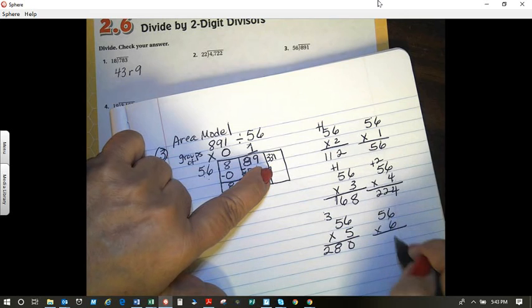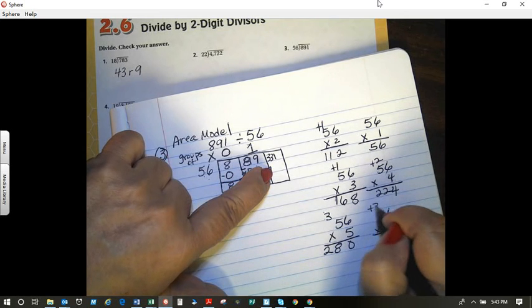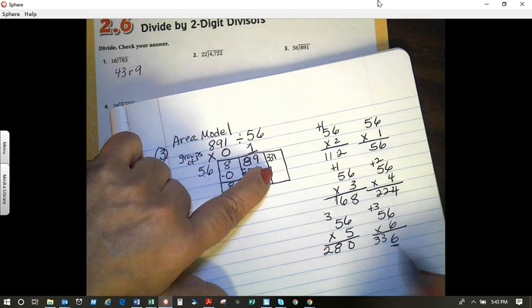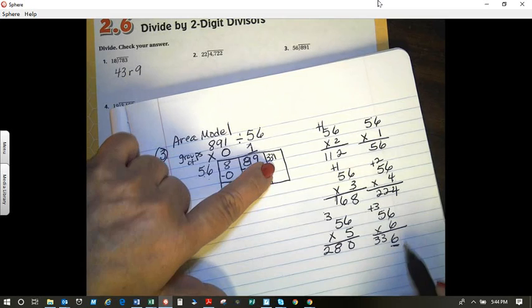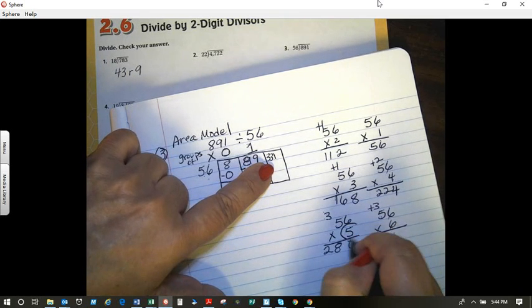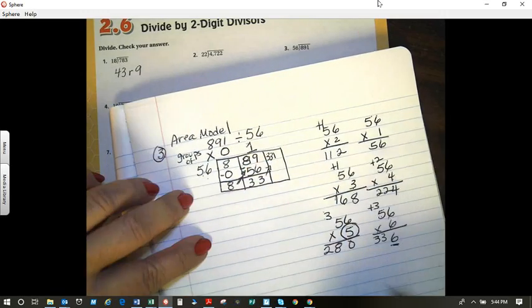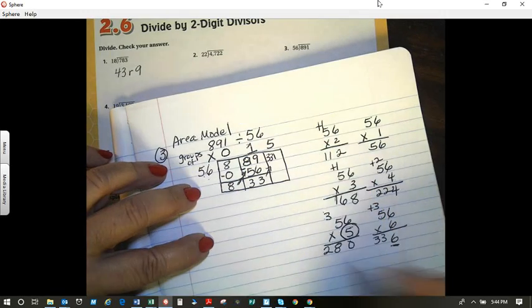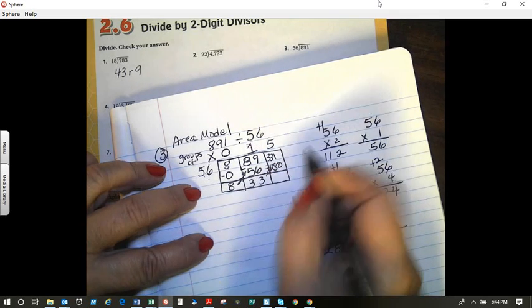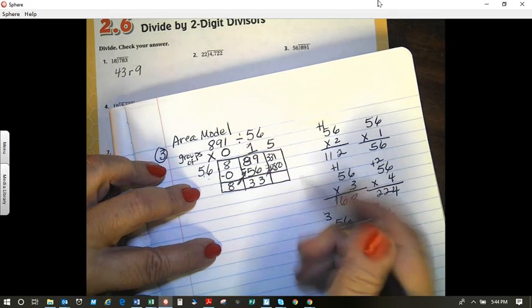6 times 6 is 36. 5 times 6 is 30, plus 3, it's 33. Well, look, it's going to be too big. That's 336. This is 331. So I'm going to have 5 groups of 56. And that equals 280. And I'm going to subtract that out. My square should have been a little bit bigger so I can see.